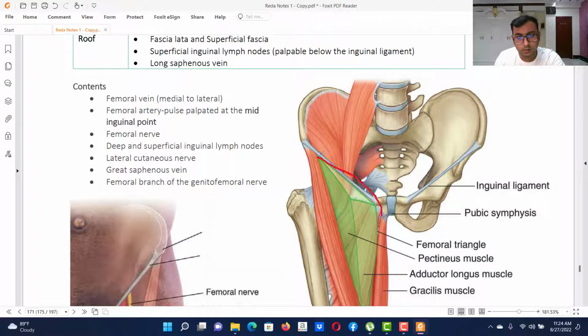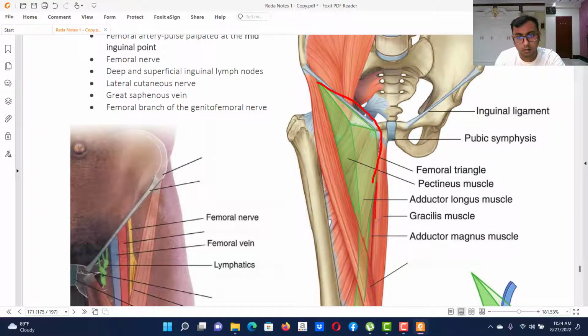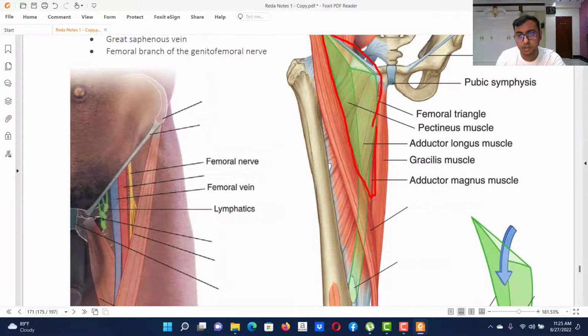So this is the triangle. So what are the structures? Medially, laterally, floor, and the content. Above is the inguinal ligament. The floor is the iliacus, iliopsoas, and pectineus. Medially is the gracilis, and laterally is the medial wall of the sartorius. They are united at the apex.